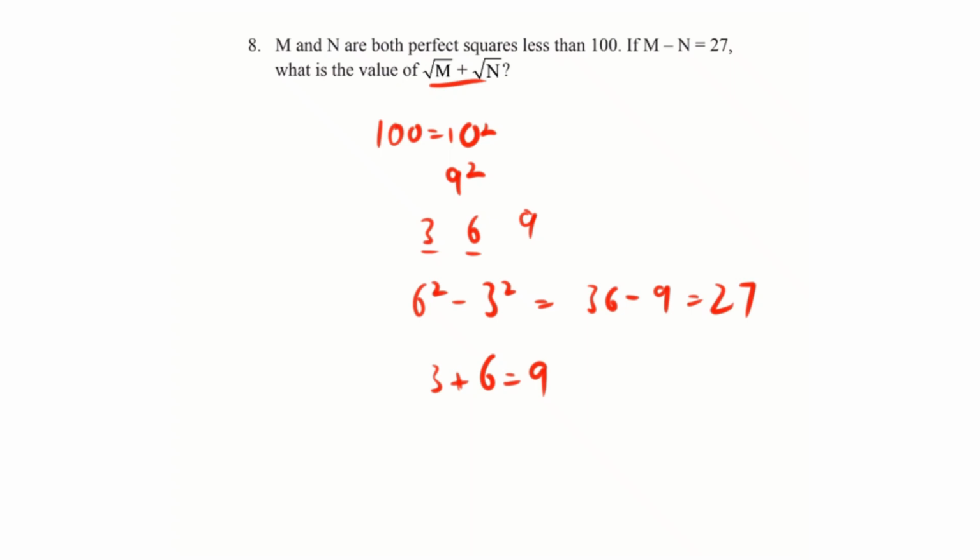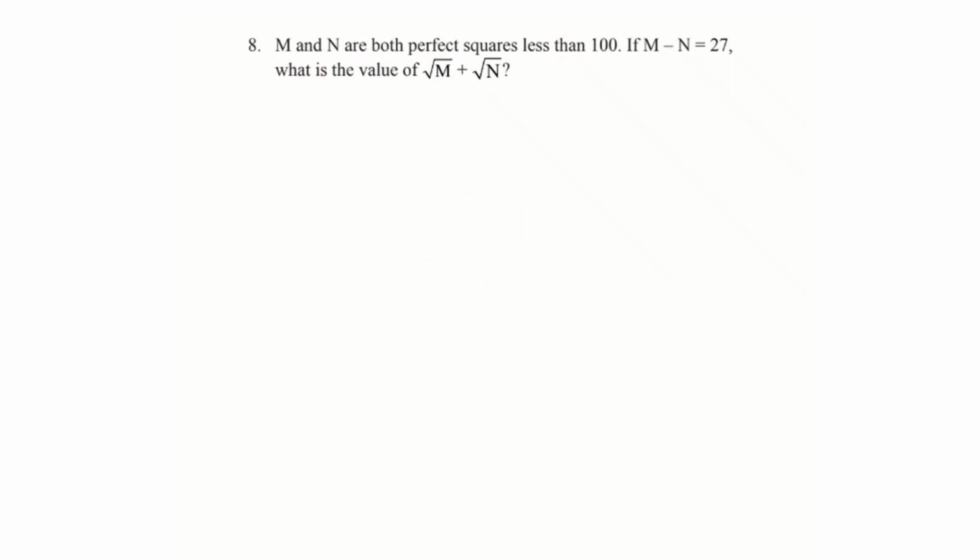Alright, now let's suppose you don't really buy this, right? Because guess and check isn't really generalizable as an option. So another approach to this is what's known as difference of squares. Let's suppose that root m is x and root n is y. So we'll just use these variables to represent it. Then we're essentially given that x squared minus y squared equals 27, and we want x plus y.